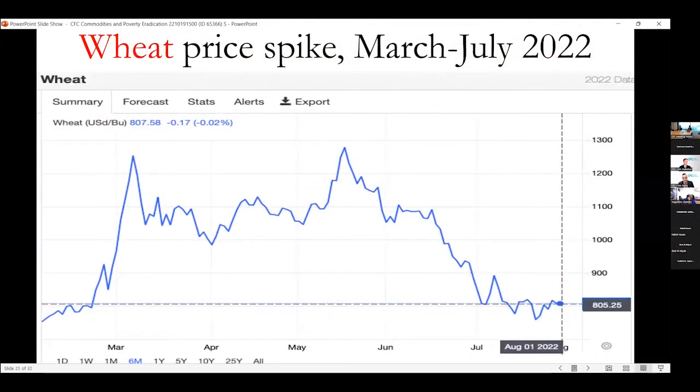Okay, so the results in the wheat price spike just over a four or five month period earlier this year is captured by this. You can see how extreme the price variations have been almost on a daily basis. Next, please.